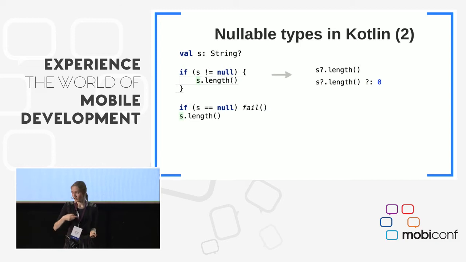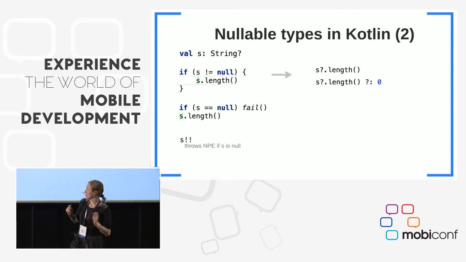The Kotlin compiler is rather smart about checking what you can and cannot do with these nullable references. For example, it's a usual approach in Java when you check for null and then return or invoke some function that throws an exception. This fail function in Kotlin actually throws an exception, and the Kotlin compiler can notice this and allow you to dereference it safely afterwards.